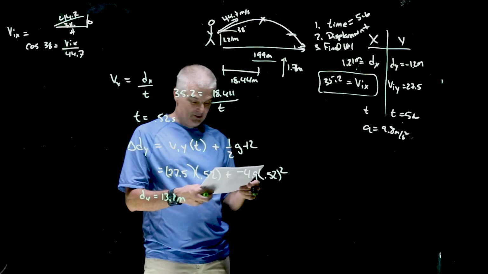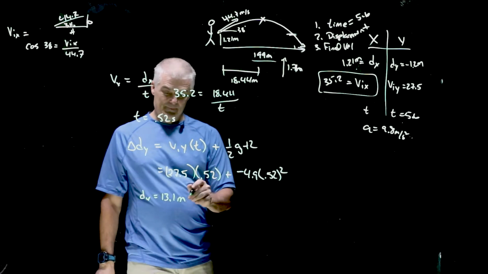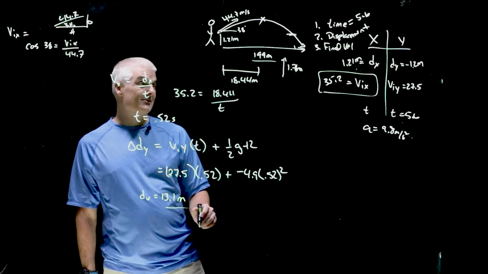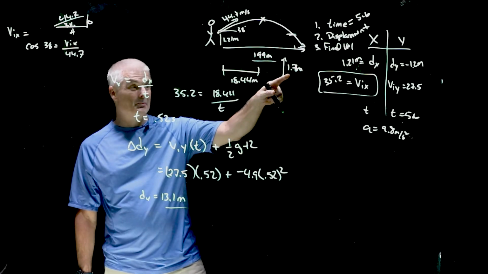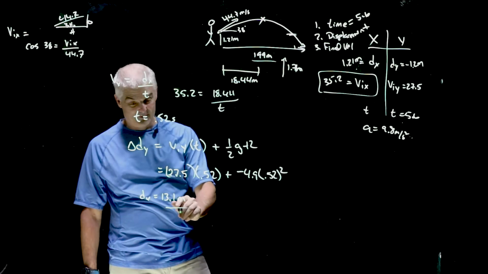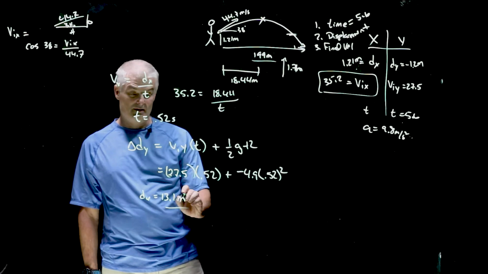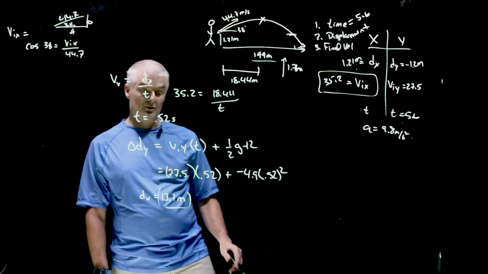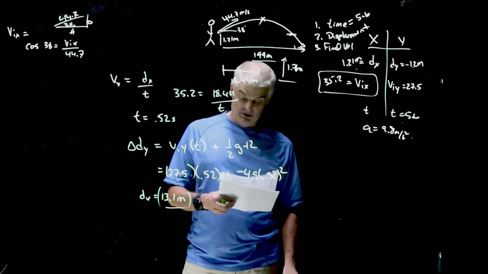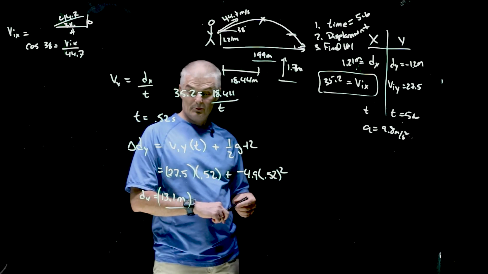This man has no hope. 13.1 meters. This pitcher has no hope of catching this, because the ball is at 13 meters and his reach is 1.71. There's not even a prayer he's going to catch this ball. Not ever. No one can jump that high. It's an impossible jump.